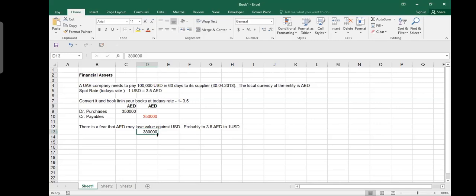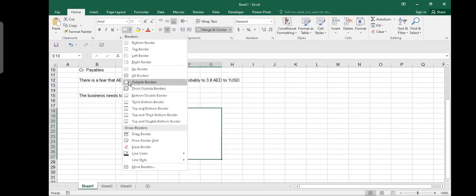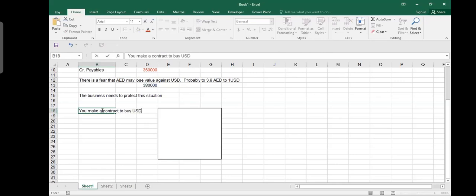So what I need to do, I need to protect myself. I need to protect now. The business needs to protect this situation. You cannot sit down and pray to God that God please save us. You must take some action. What you will do, you will go to a money market, and you will make a contract to buy USDs at a future date. You want to secure your position. You want to make yourself safe.